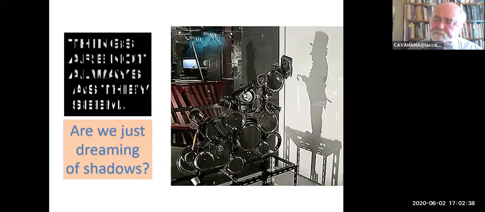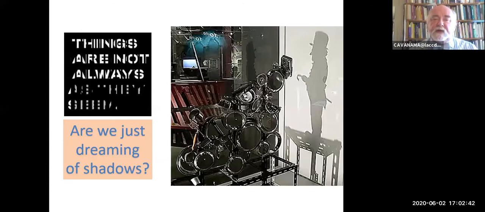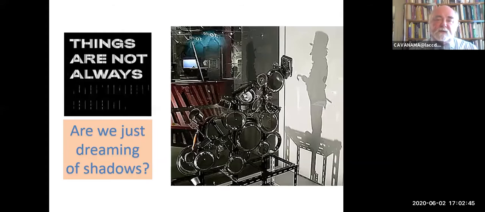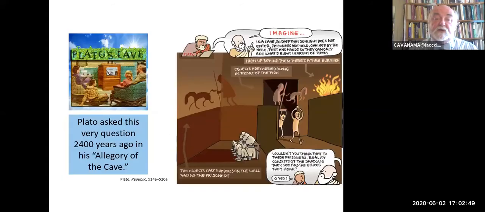Here's a shadow, but the object which casts it is neither a man nor does he have a top hat and cane and so on and so forth. And this raises the question. Maybe Plato was right. Are we just dreaming of shadows? He asked this question some time ago.